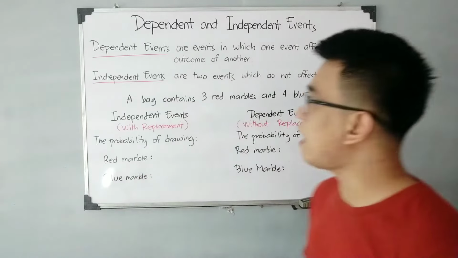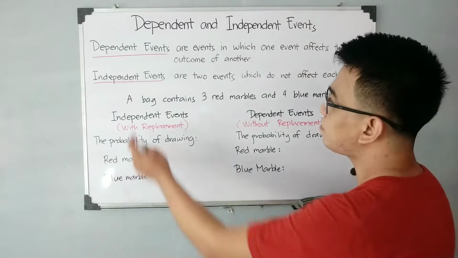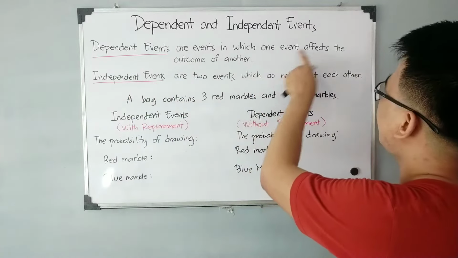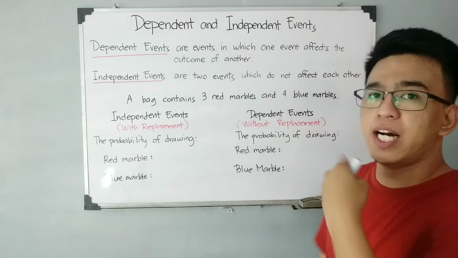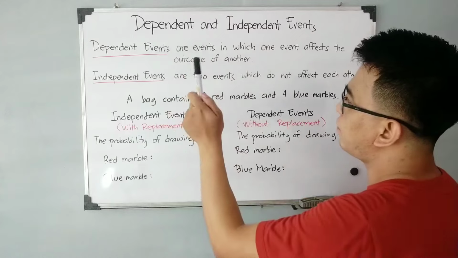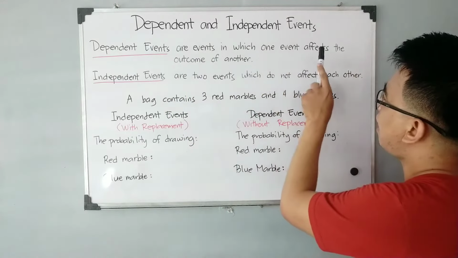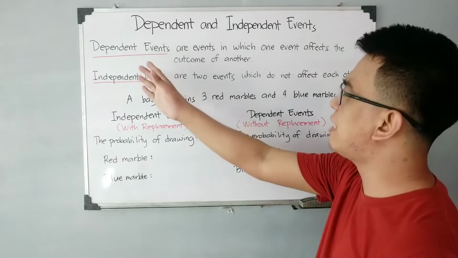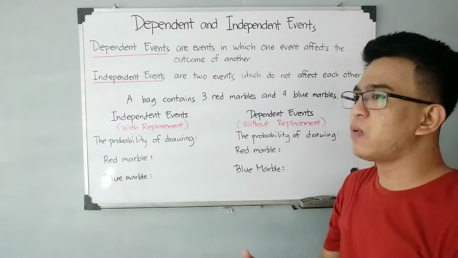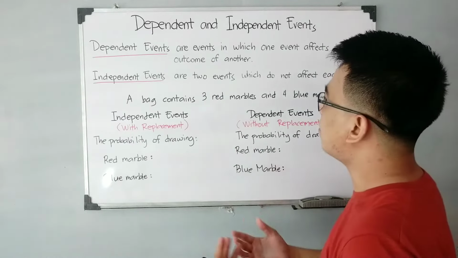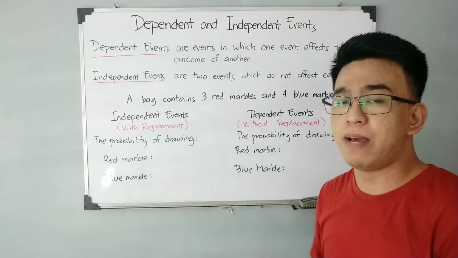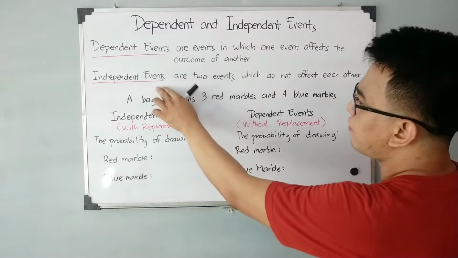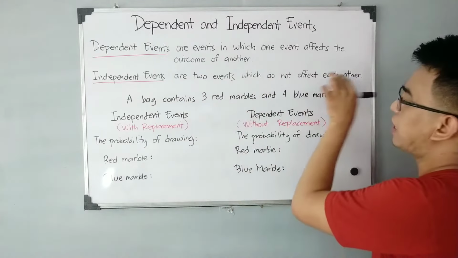So let's try having the definition of dependent events. When we say dependent events, these are events in which one event affects the outcome of another. So again, dependent events are events in which one event affects the outcome of another. So a dependent event is an event that will affect the outcome of another event that we have. So let's move on with the independent events. Independent events are two events which do not affect each other.